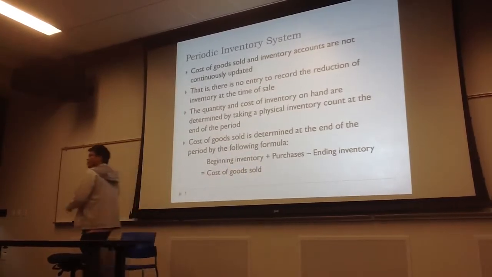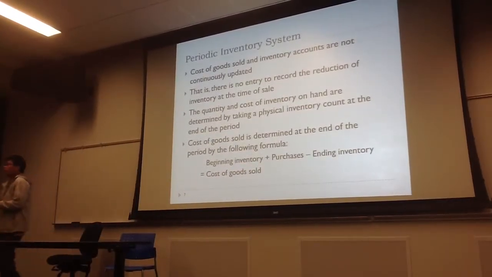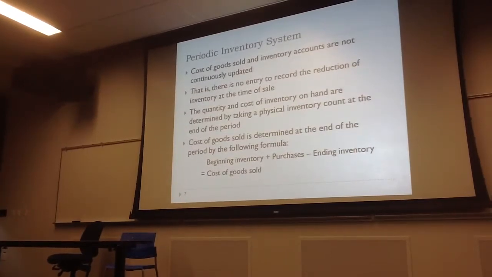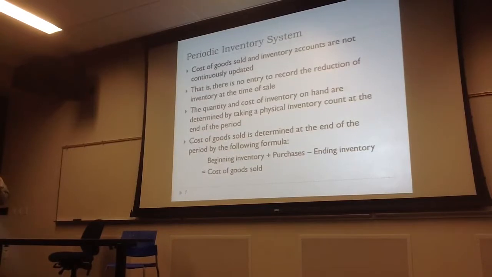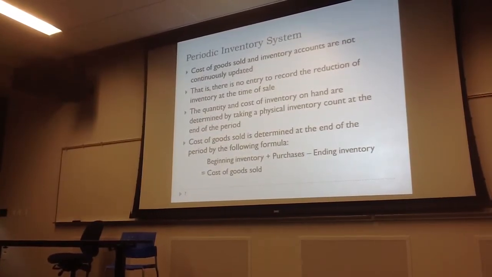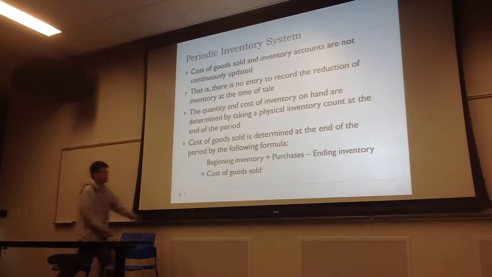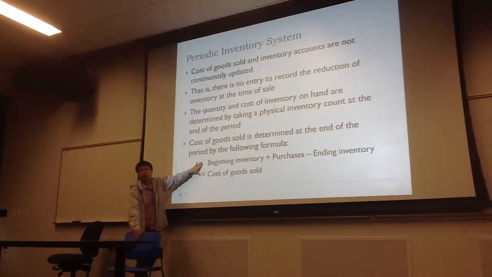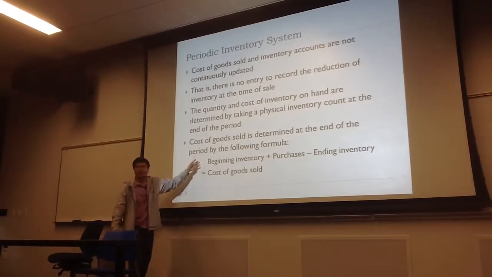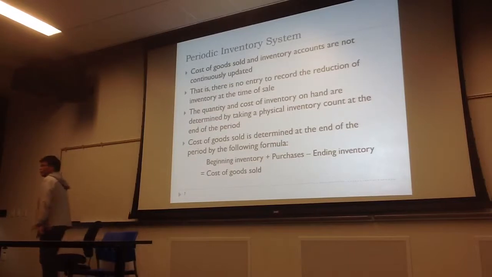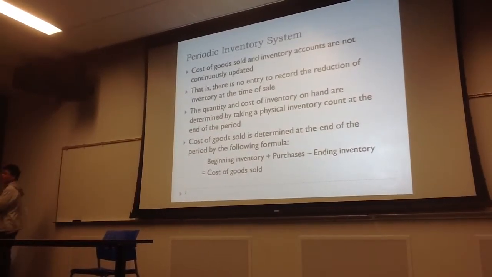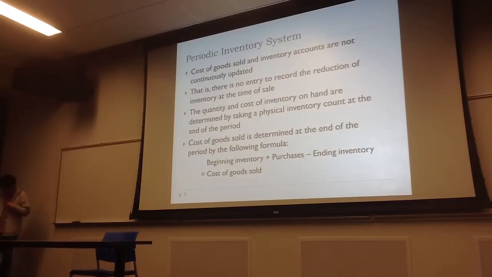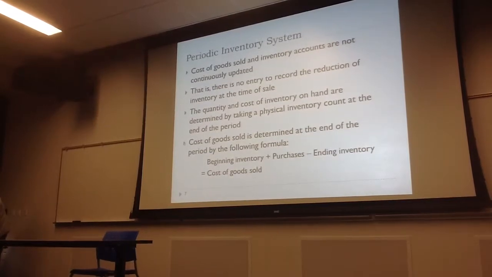So what that means is, under the periodic system, you will only know the cost of goods sold whenever you perform the physical count. Okay, so that is the drawback of this periodic system here. And as you can see, this equation is the one that we just talked about, but we are just rearranging the items a little bit, so that we are solving for the cost of goods sold rather than solving for the ending inventory. So any questions regarding the periodic inventory system?